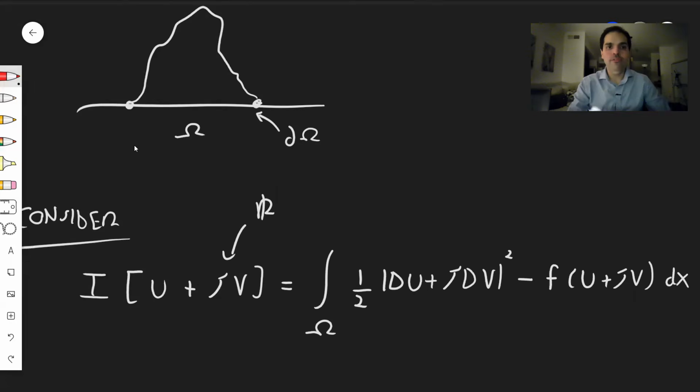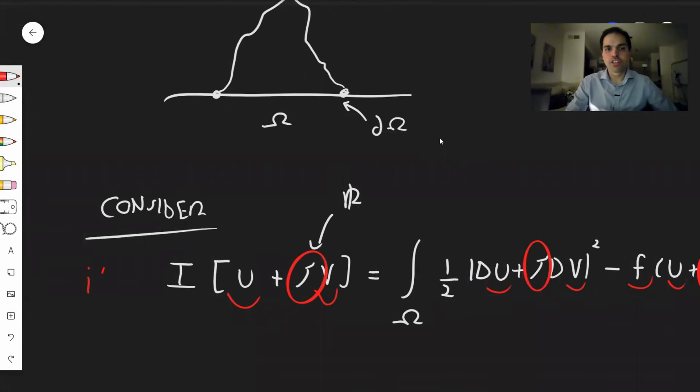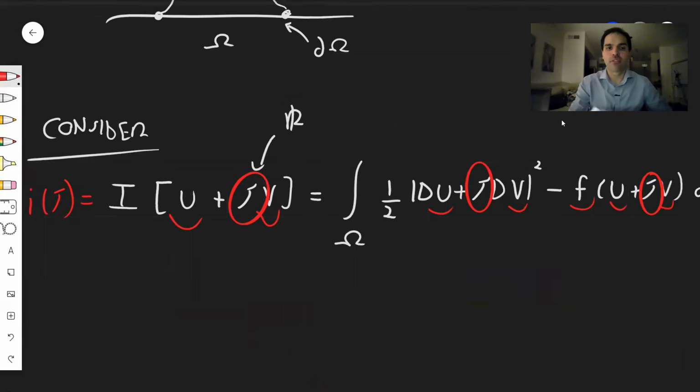Now again, I want to emphasize, we know what u is. It's this minimizer. v is an arbitrary function. So u, v, f is fixed. So really notice, this whole thing is just a function of this variable tau. So it's actually a real function, like in calculus. And we call this little i of tau.